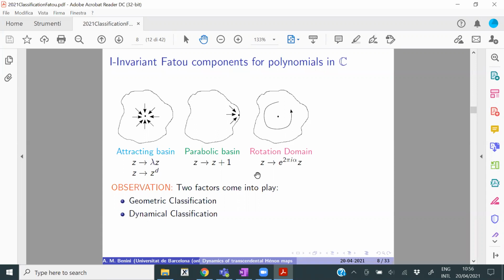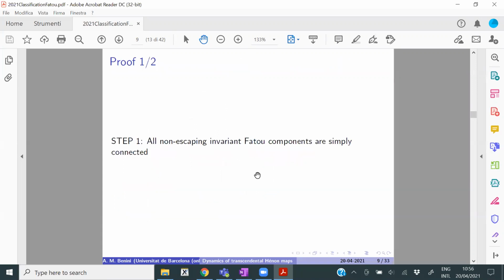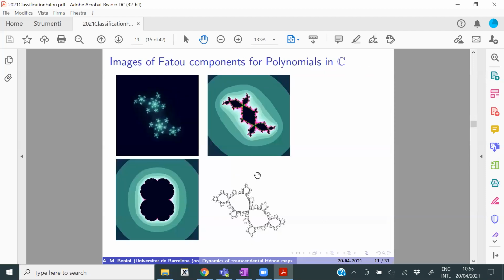Once you have your set, you understand it geometrically, it's a disk, unless it's the basin of infinity. Then you want to understand what the dynamical behavior in it is. How do you do it? You take model maps and you construct conjugacies. Okay, so let's keep these two factors in mind. Let us look quickly at some images of Fatou components.